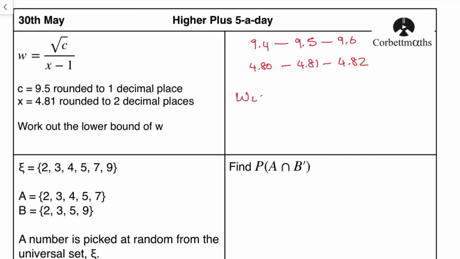Okay, so the lower bound of W is take the smallest C, so the lowest bound of C, and then divide by the biggest number I can. So the upper bound of X minus 1. Well, I can do that in one go, can't I? I should really write C and X here so I don't get them back to front. So the smallest C can be is this value here, which is 9.45, and I'm square rooting that. Then I'm dividing that by the biggest X, which is 4.815, and then I'm taking away 1.